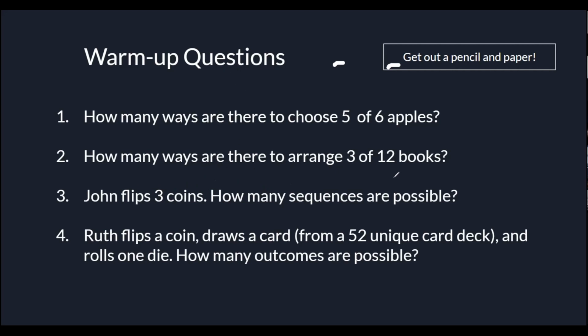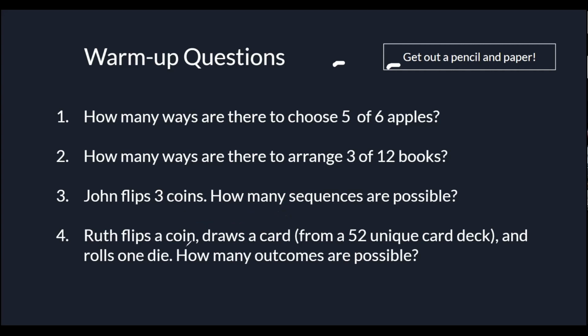Okay, number 3. How many sequences of flipping 3 coins are there? So for example, I could have heads, heads, heads. I could have heads, tails, heads. I could have tails, tails, heads. Right? How many different sequences are there? 8. 8, exactly. Because for each coin flip, we have 2 possibilities. We have heads or tails, right? So we just multiply 2 times 2 times 2.